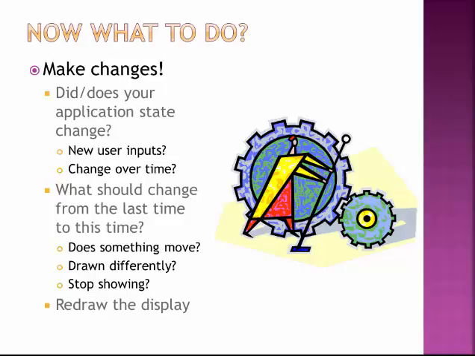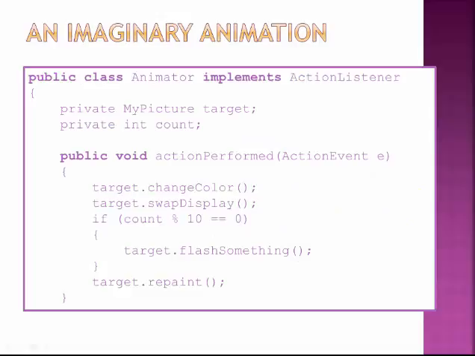Or we can move something across the screen. We could say, hey, it's going to move from left to right across the screen. It might be slightly time, but it might be positional as well. When I get all the way to the right side of the screen, I'm going to jump back to the left side of the screen. So the point is that something should be changing over time. Something should be moving. Something should be drawn differently. Something should start showing. Something should stop showing. I should do all of those state changes and then redraw my display after that.